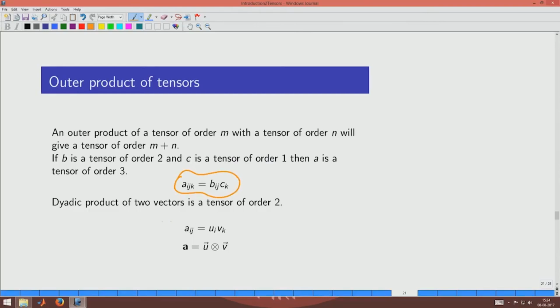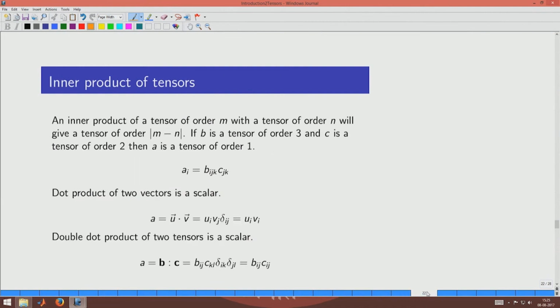Okay. And we already know that a dyadic product of two vectors is nothing but the outer product of two vectors. Okay. So, which means that if you knew u and v to be vectors, then A is a tensor of order 2. So, we can construct tensors of higher order from tensors of lower order quite easily. Okay, and this is actually using the symbol cross with a circle there, and these two are basically saying the same thing.